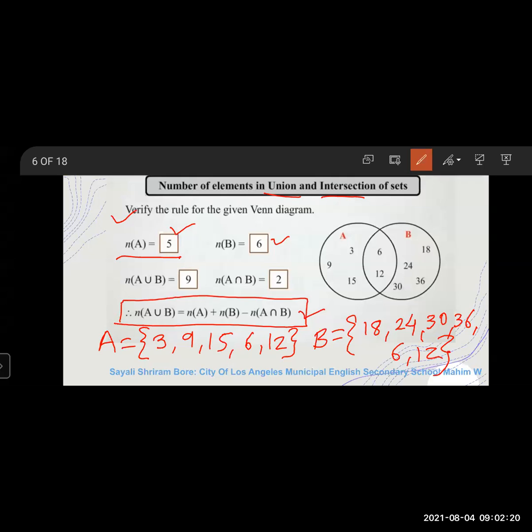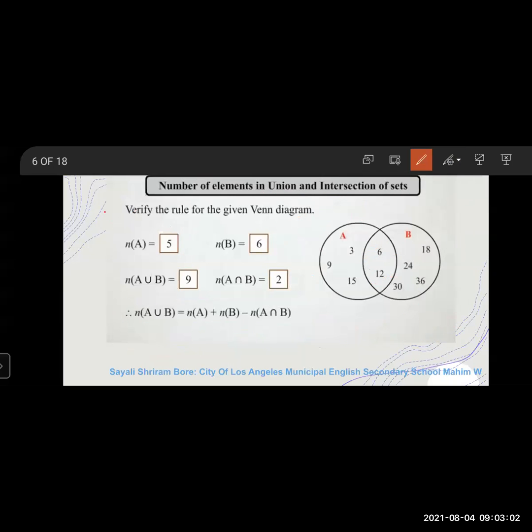Next, A union B. That means the overall union, the union of sets A and B. How many elements are there? There are 9 elements. This set also you can represent like this, that is A union B is equal to, and you can write down all the elements in the curly bracket. So there are 9 elements. And n of A intersection B. This intersection part you can also see from the Venn diagram itself. How many elements are there? There are 2 elements. Now this information we have filled. Now what is the question? Now we'll go to the question, that is, verify. Verify means what?